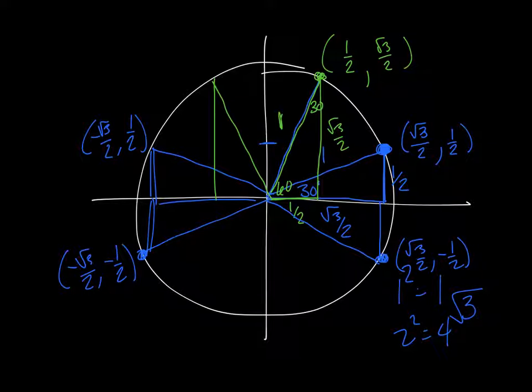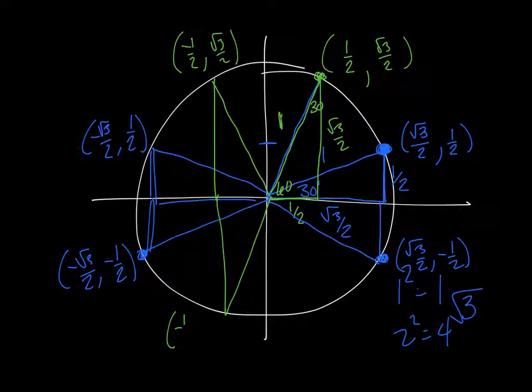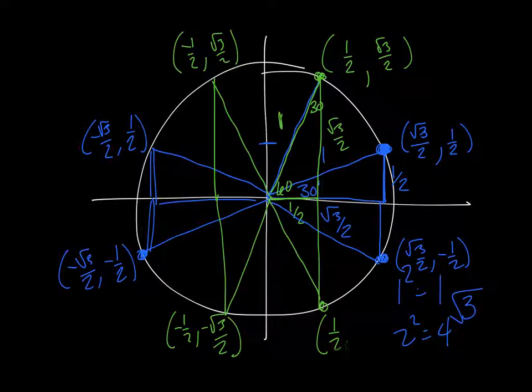Okay, so I've got 120 here. My x value is short, negative 1/2. My y value is long, root 3 over 2. Can go over here to this one, and I've got an x value of negative 1/2, a y value of negative root 3 over 2. And then I have this one, 300, and my x value is short, 1/2, and my y value is long, negative root 3 over 2.